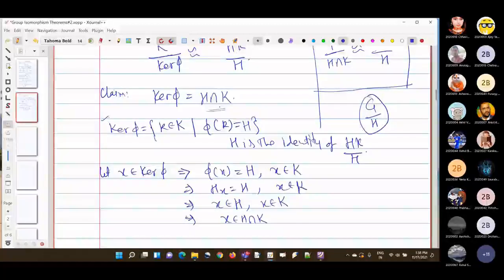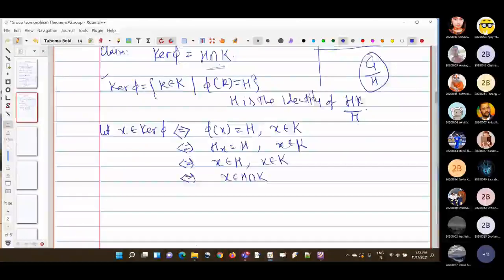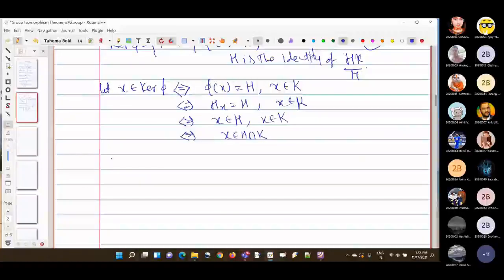Okay. And conversely, let X belong to H intersection K, then X belongs to H and K as well. Then this implies that X equals H. Fine. So what we have? Thus we have the kernel of phi equals H intersection K. So this completes the proof.